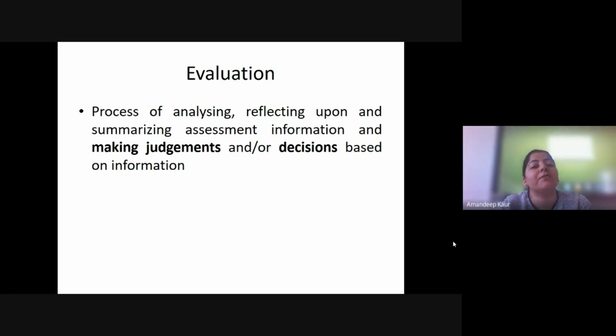But at the end of the semester, in the technical education system, evaluation is divided into two different parts, that is internal evaluation and external examination result. As far as evaluation is concerned, we are passing a final judgment on the student related to their performance.